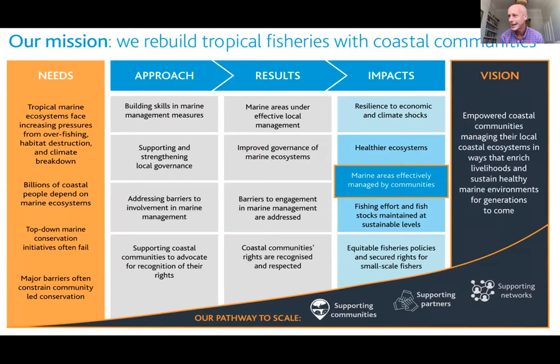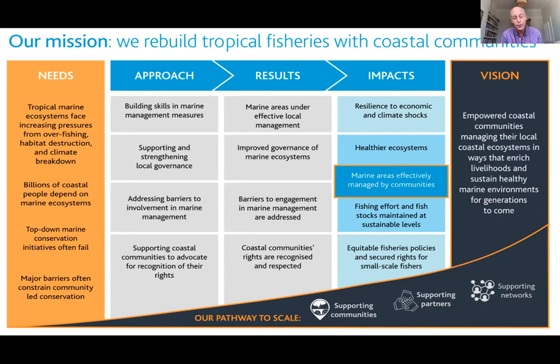When we try to encapsulate all of that within a theory of change, if you look at this rather messy slide on the left of the screen, those are the problems. It's an ecological problem that is becoming a more and more urgent humanitarian emergency.